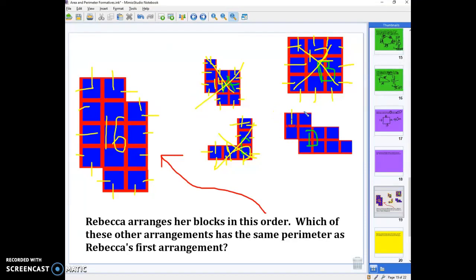Let's double check. 1, 2, 3, 4, 5, 6, 7, 8, 9, 10, 11, 12, 13, 14, 15, 16. And that is exactly what we were looking for. So we know the answer to this problem is D. They both have the perimeter of 16. Well, boys and girls, there you have it. That is how you do this problem.